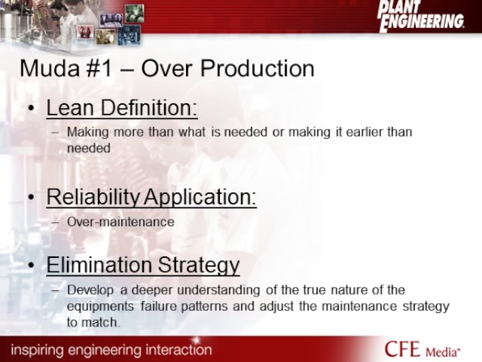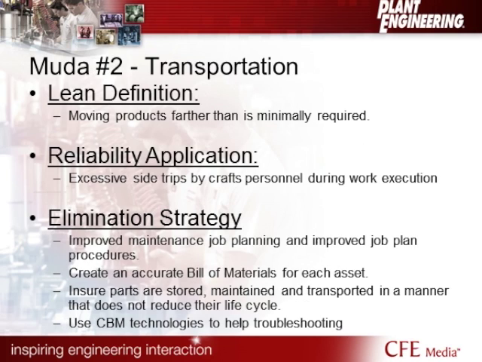We'll move on to the next slide, and this is MUDA number 2, and we're looking at transportation. So in the lean definition, this is moving products further than is minimally required. From a reliability standpoint, this may look like excessive side trips by crafts. You know, how many times do you send someone in the field to do work, and they get there and realize they don't have the appropriate tools? They don't have the parts that they need. They may not have the forms that they need to make that job effective. So they start traveling back and forth.